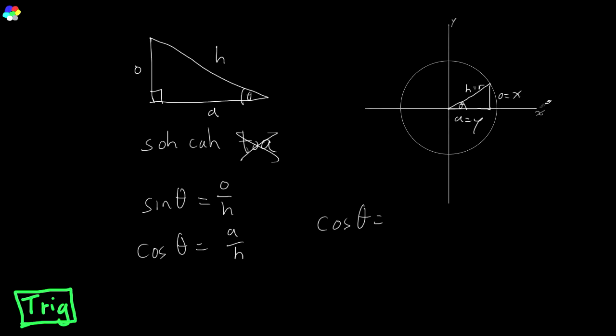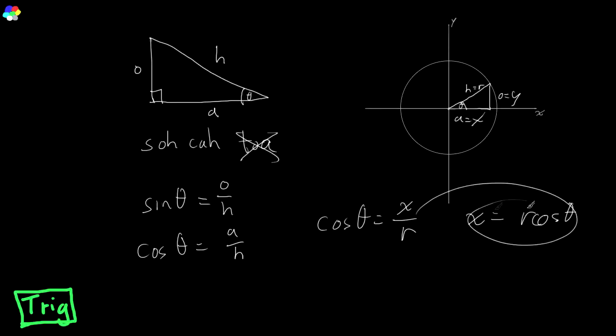I messed it up. Opposite is Y. Adjacent is X. Cos theta would be equal to X over R, or in other words, multiply both sides by R, and you would get X equal to R cos theta, which is what I said before. So these things are equivalent, but knowing this definition will help you in certain situations.